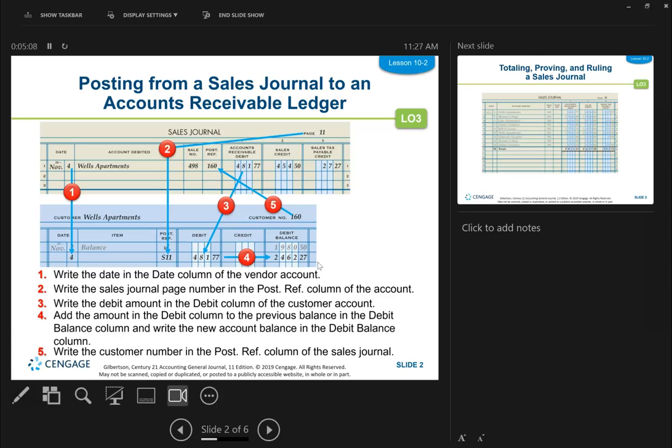It's the same kind of journalizing pattern that we've seen over and over again. You guys are still not consistently writing the post references, especially in the journal. I think you do a decent job of getting them in the individual ledgers. In the journal, we still forget. Everybody feel okay with this?